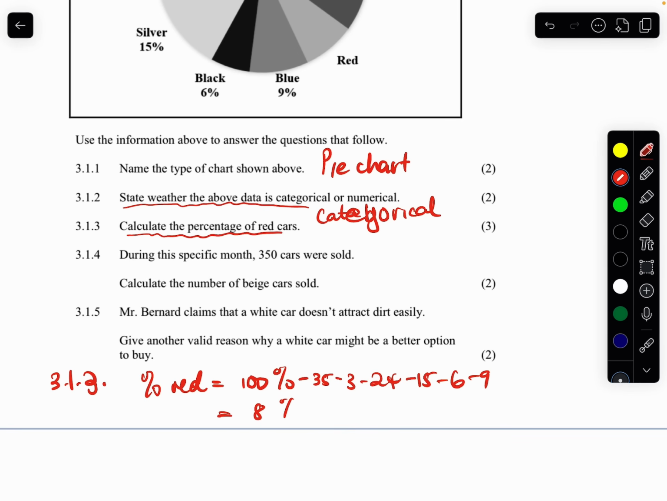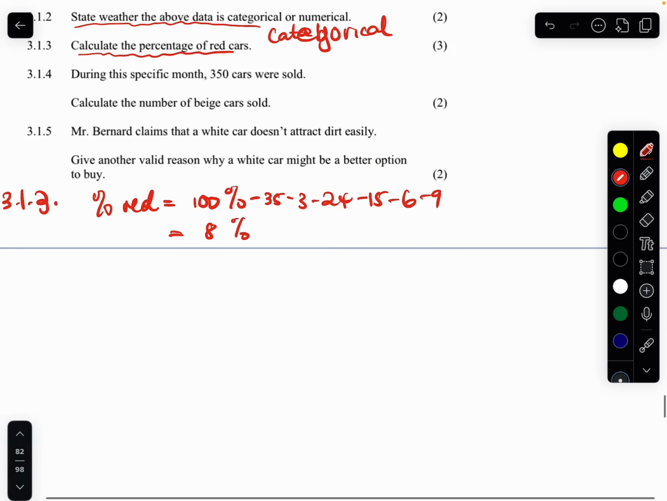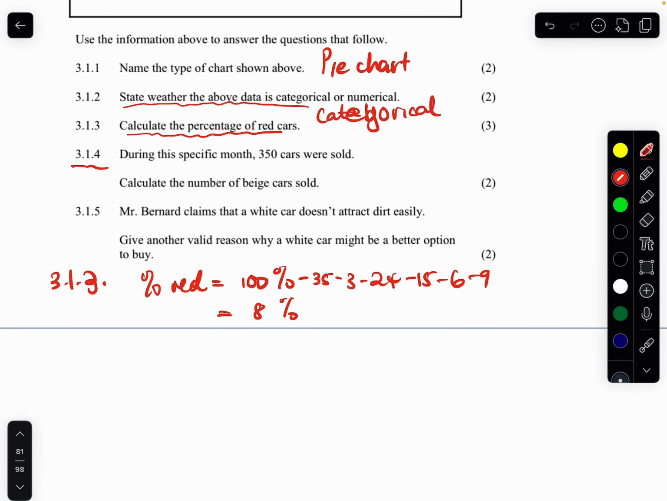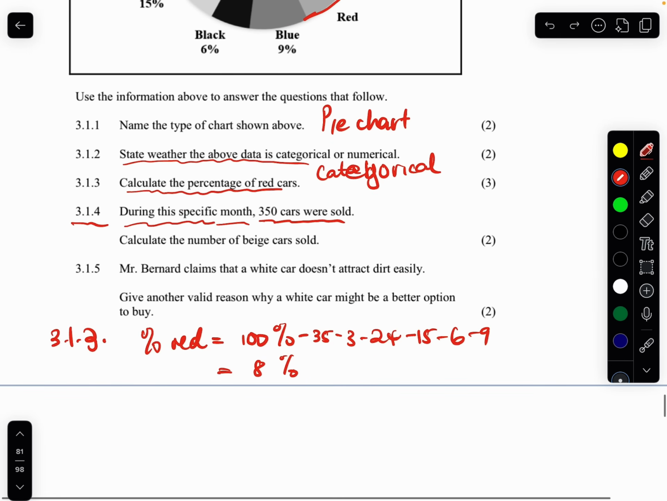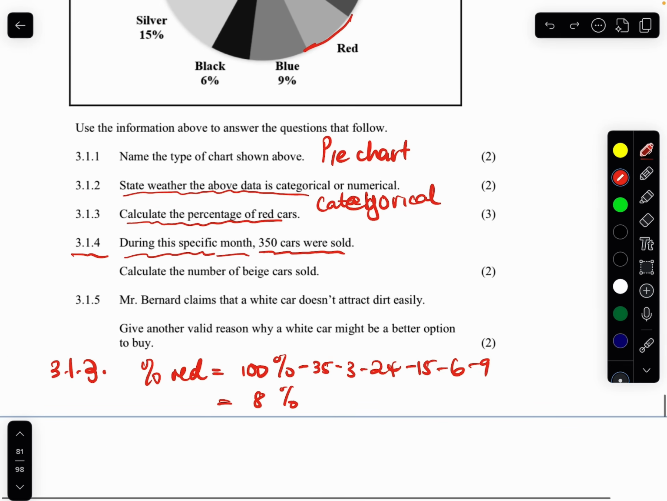It's going to be 8%. So that means the red car, they sold 8% of them. Let's answer 3.1.4. During a specific month, 350 cars were sold. In total, it says calculate the number of beige.